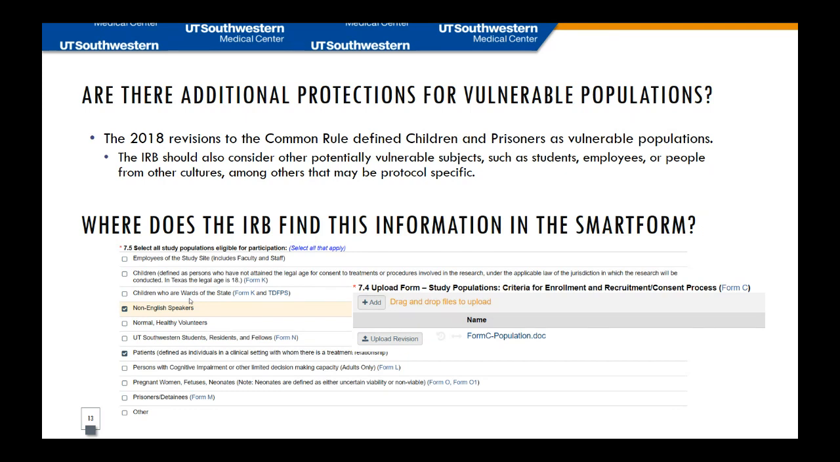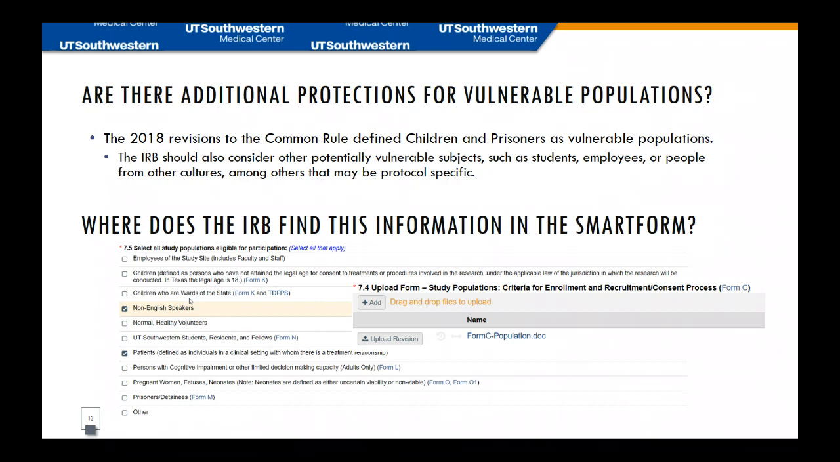So the IRB, in what we do, we also consider other potentially vulnerable subjects such as students, employees, people from other cultures, among others that could be protocol specific. So it's not just what's written in the regs. We look at protocol specific populations.